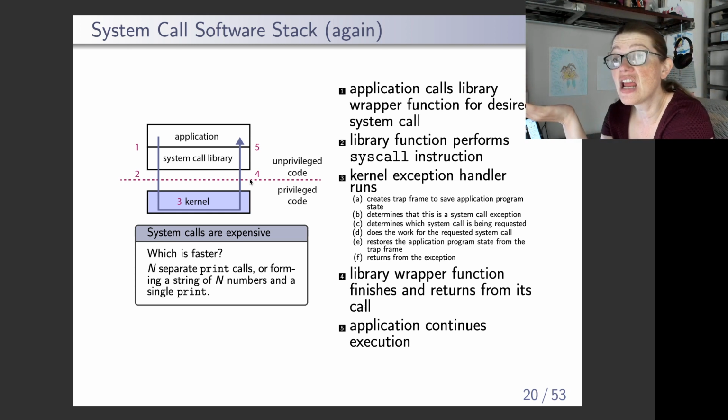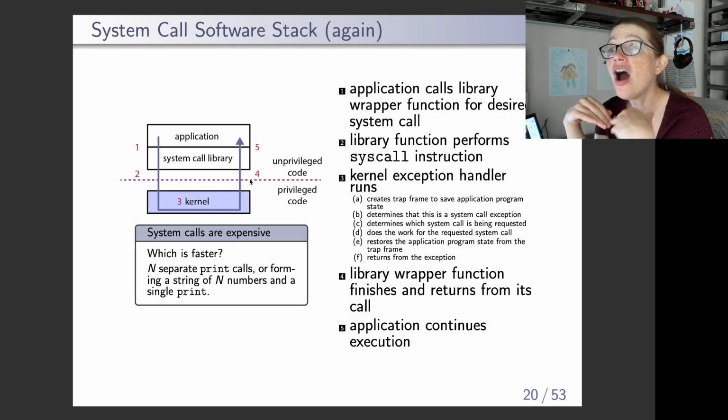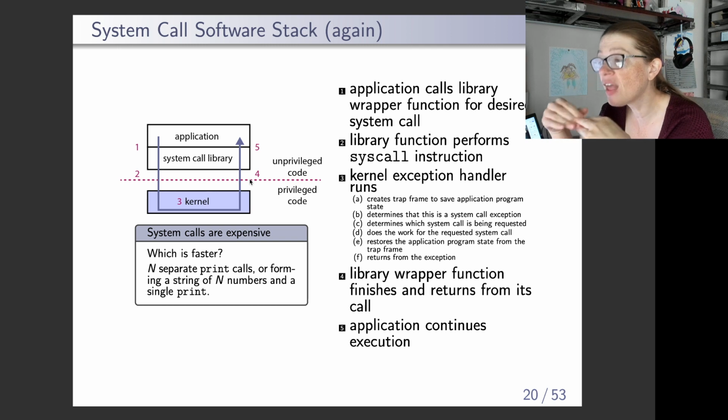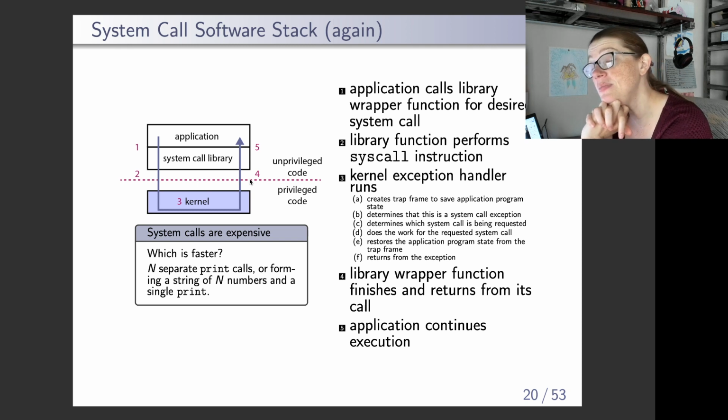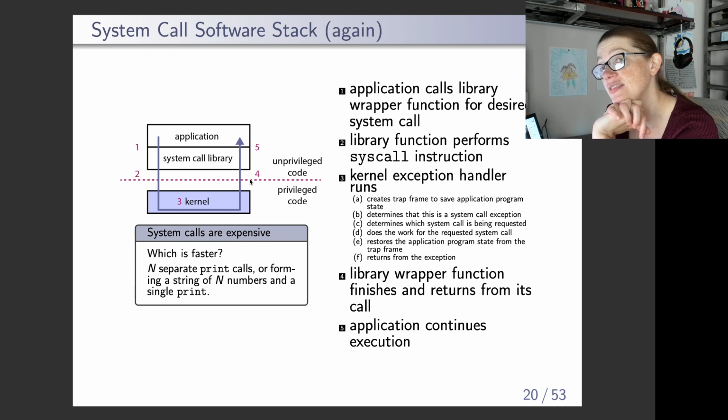A print is a system call because you are asking the kernel to display something onto the screen. So that means that you need the kernel to be involved, which means you have a system call. So what's going to be faster? Calling printf in a loop 1,000,000 times, or creating a string that contains the correct output and calling printf once?